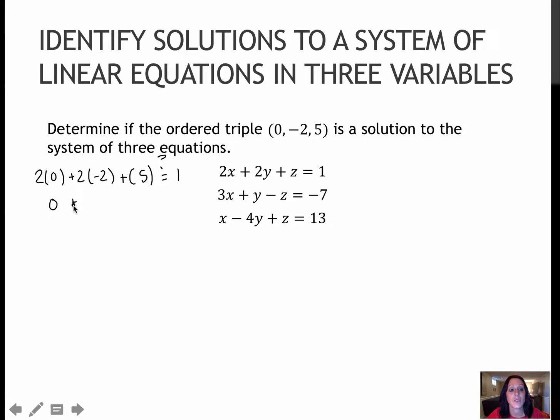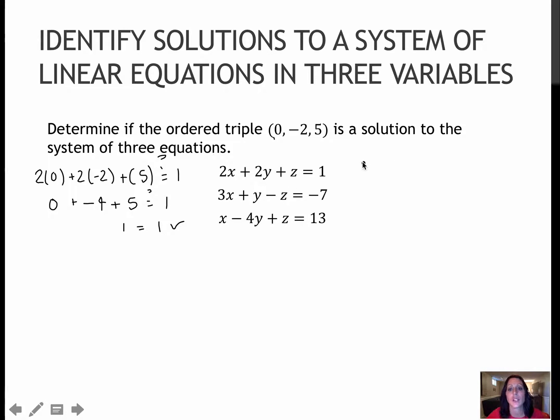2 times negative 2 is negative 4. And then, of course, plus 5. Does that equal 1? Negative 4 plus 5 is 1. So we know that this ordered triple is a solution to my first equation.